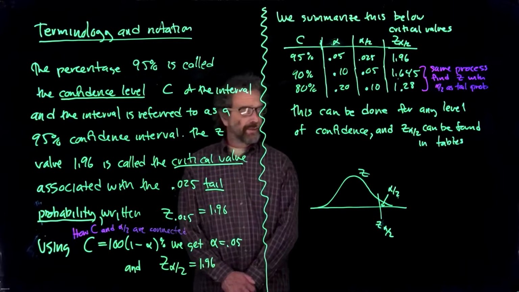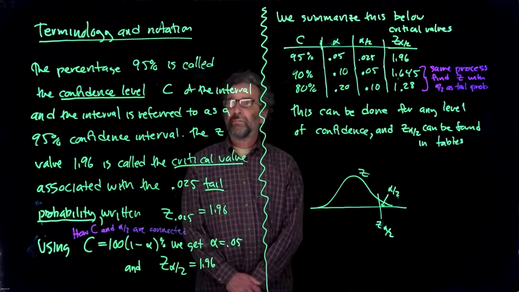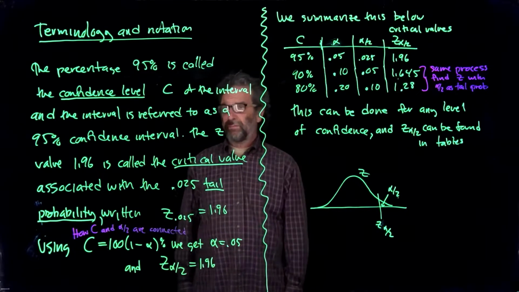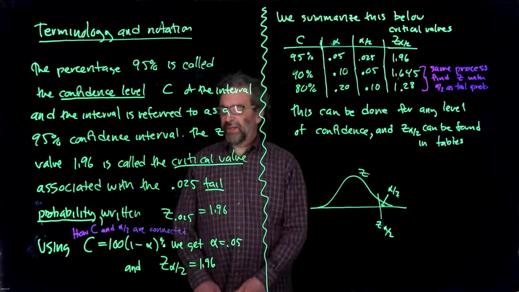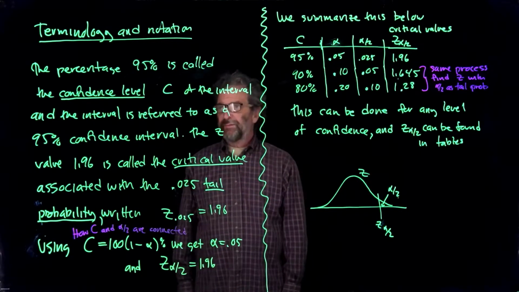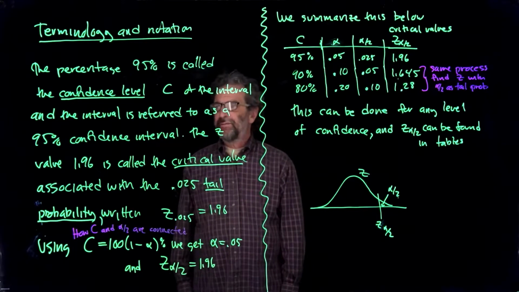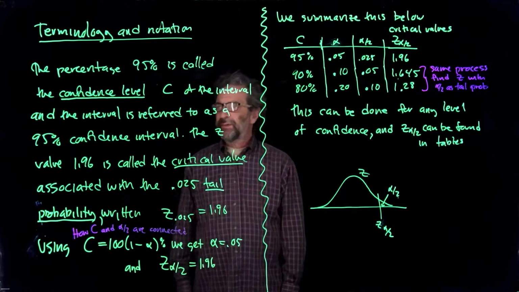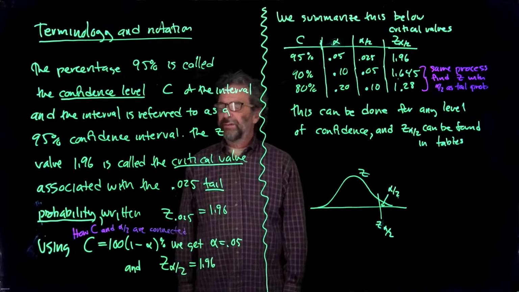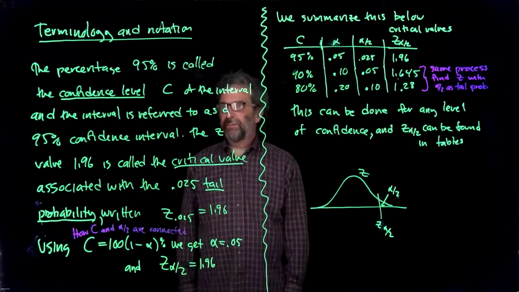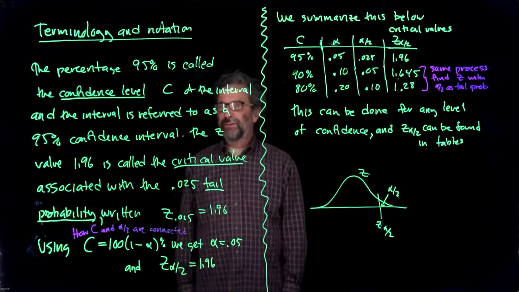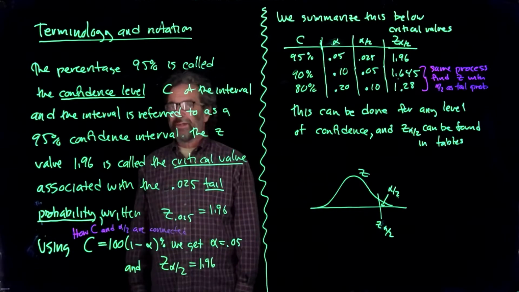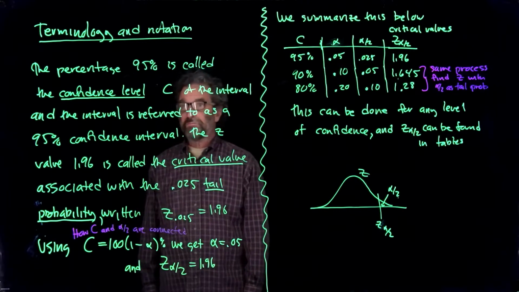So let's put together a little terminology and notation. So we said our confidence interval would give correct results for 95% of samples, that once you compute the sample proportion and then make the margin of error, 95% of the time the interval will contain the true value. So we could say for 95% of samples, the interval gives correct results.